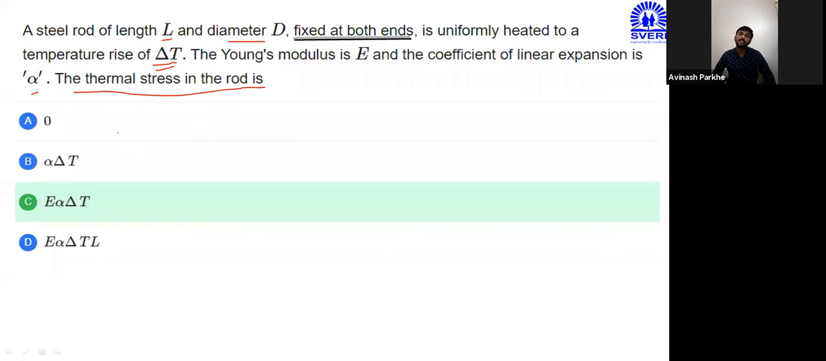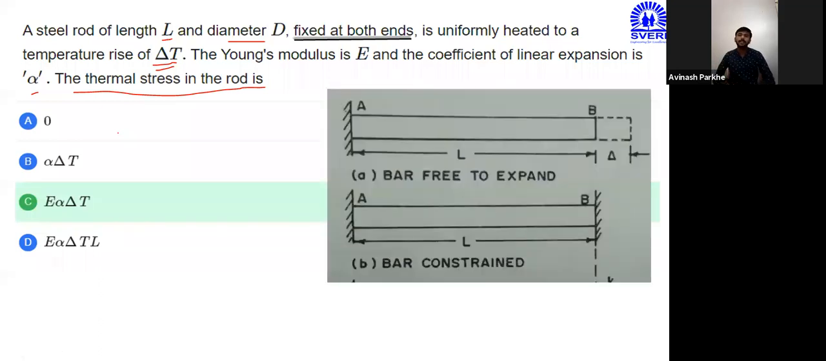Their Young's modulus is E, the coefficient of thermal expansion is alpha, and we have to calculate the stress value. Four options are given. The stress is equal to 0, or stress is equal to alpha into delta T, or third option, E into alpha into delta T, and fourth option, E into alpha into delta T into L. So now, first of all, we have to identify the trick.